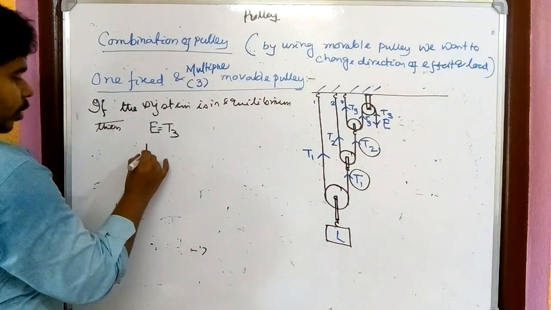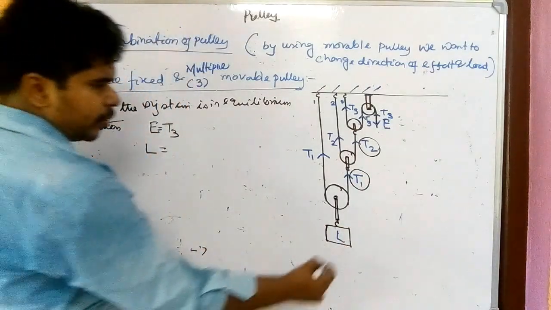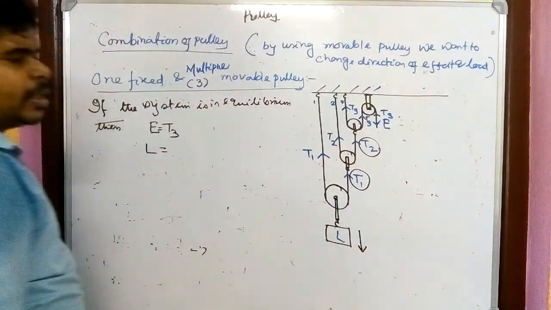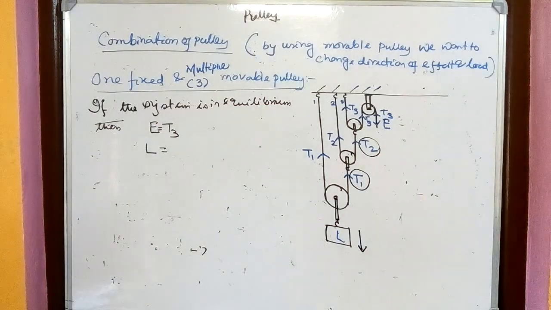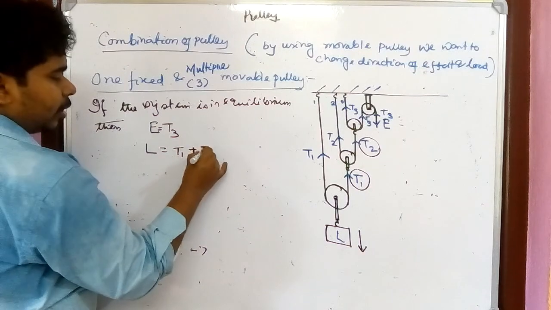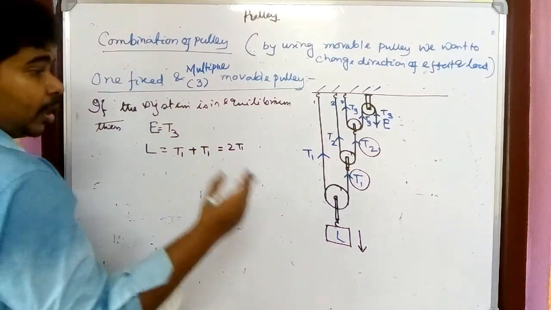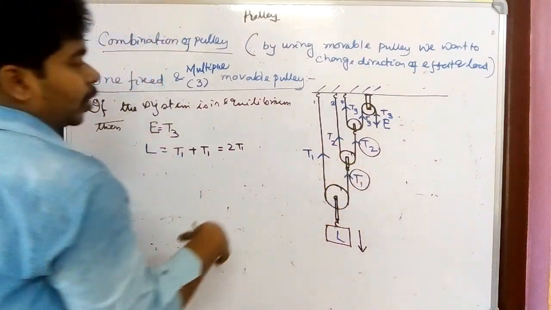And the load, that is the problem. The load is acting downward, you see. And which one is balancing the load? The tension of the first string is balancing the load. So we can say L equals T1 plus T1, that is 2T1. Clear? Now we are coming to T1.